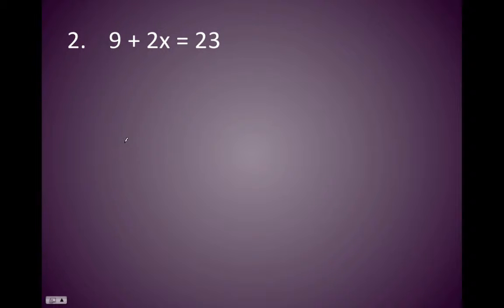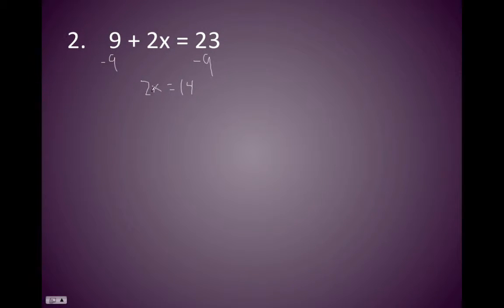Now let's look at this example. 9 plus 2x equal 23. Again, we want to stay away and let's not mess with the multiplication first. We want to go in reverse order. Let's deal with this addition, or this positive number 9. We want to subtract 9 from both sides, which will give us 2x equal 23 minus 9 is 14.